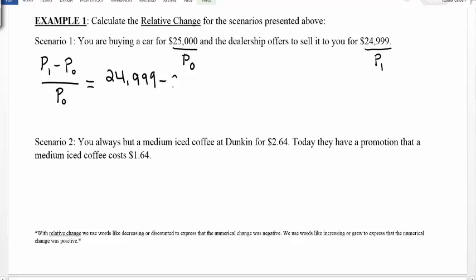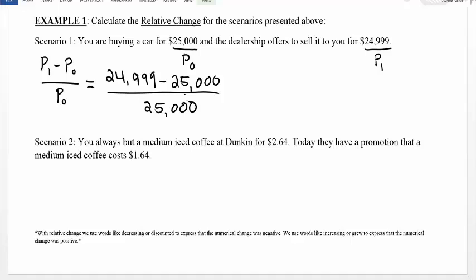So plugging in the numbers from our scenario, we get 24,999 minus 25,000, all divided by 25,000. It's important to remember which numbers go where, and that order is important. So here, when we carefully plug all of these things into our calculator, we're going to get negative 0.00004. It's a lot of zeros. So if we want to calculate that as a percentage, we would multiply that number by 100 to turn it into a percentage.